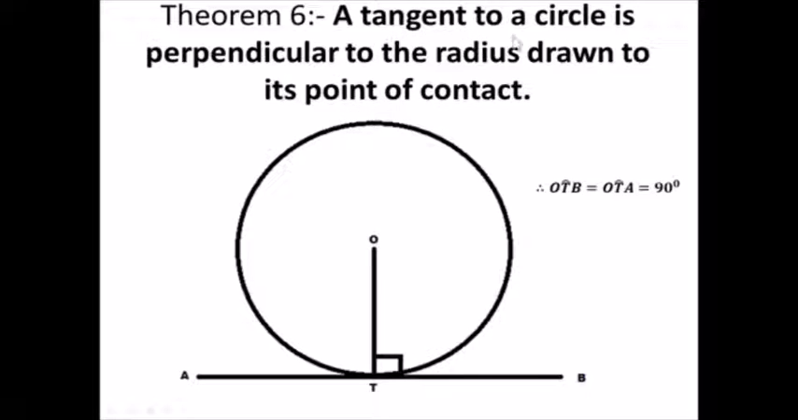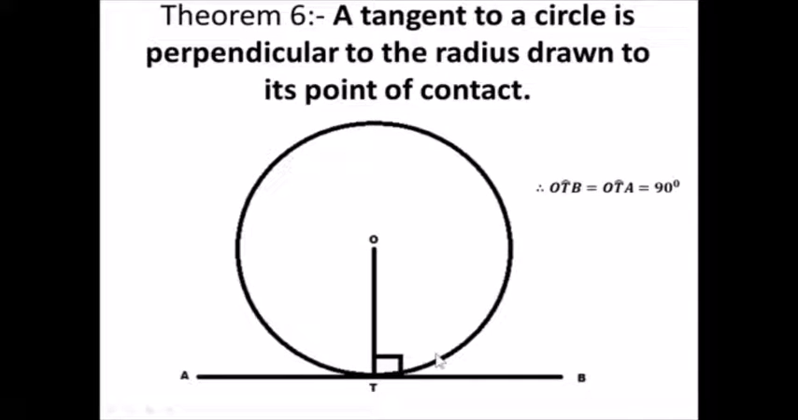A tangent to a circle is perpendicular to the radius drawn to its point of contact. What do we mean by a tangent? A tangent is a line that is drawn to touch a point on the circumference of a circle. That is, when you have a circle and a straight line drawn to touch a point on the circumference of the circle, that means that line is a line of what?